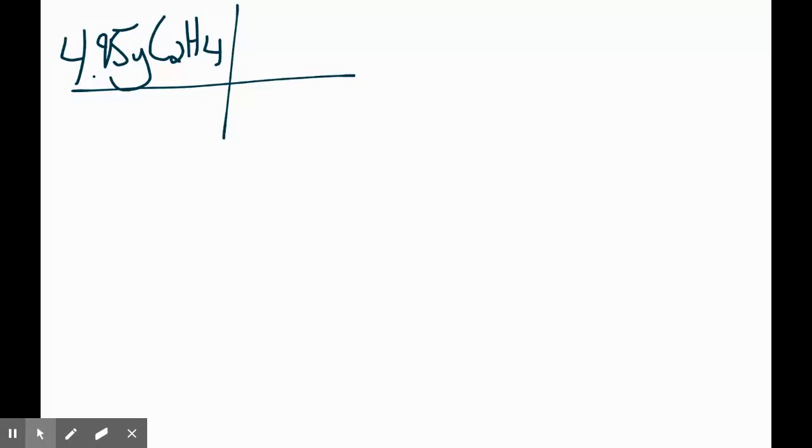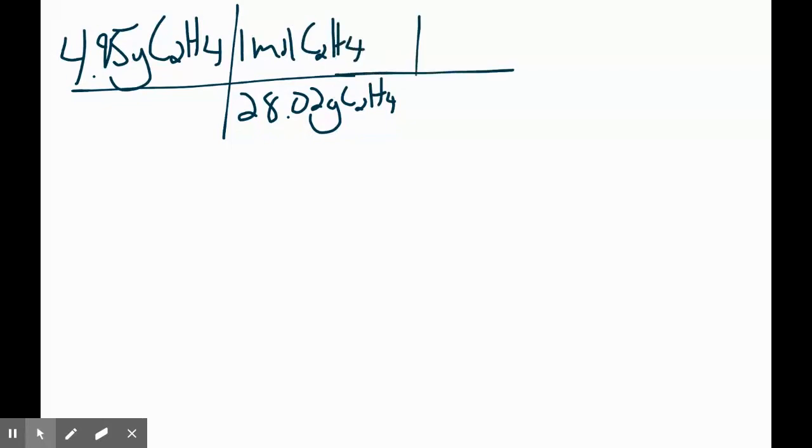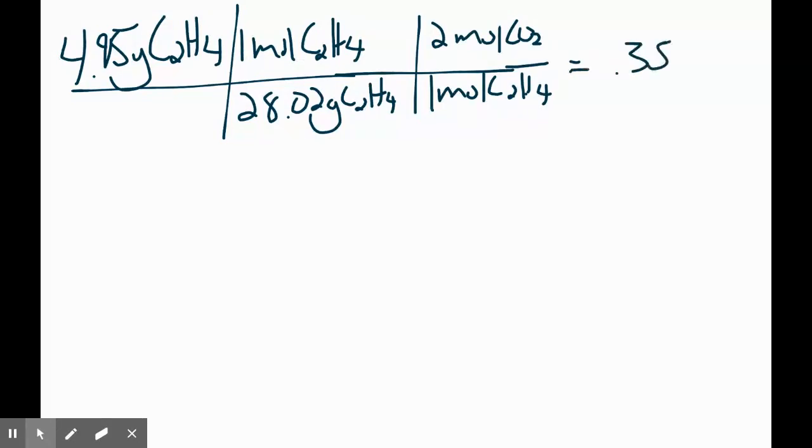So convert grams of ethylene to moles. The molar mass is 28.02 grams. And then we're going to use the mole ratio to go from moles of C2H4 to moles of CO2. So there's 1 mole of C2H4 for every 2 moles of CO2. So when you calculate, you get 0.353 moles of CO2.